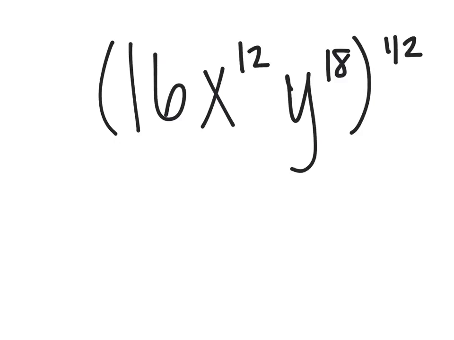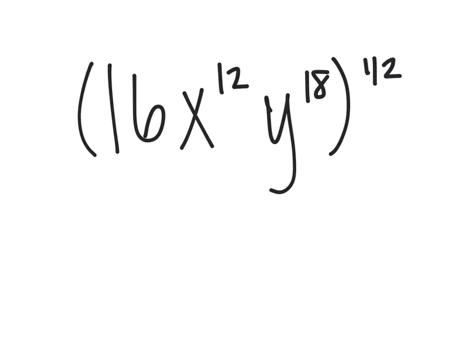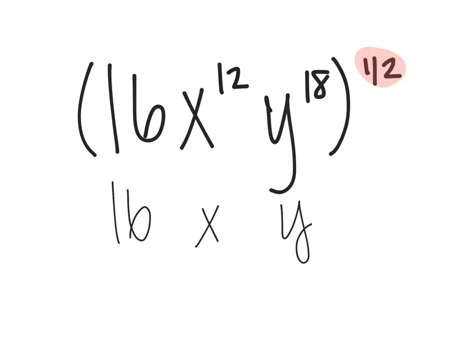We have 16x to the 12th, y to the 18th. So again, we have an exponent that's outside the parentheses. So we need to distribute that exponent that's outside. In this case, that exponent is our 1/2. We need to distribute that to everything on the inside. So I'm going to rewrite all of my inside pieces, my terms. I have 16x and y, and I'm going to multiply this 1/2 that I have out here times all the exponents.